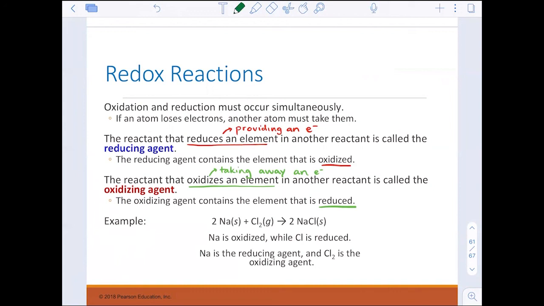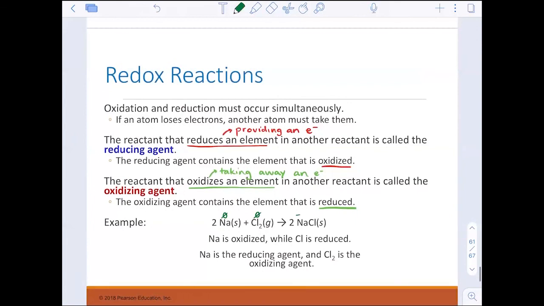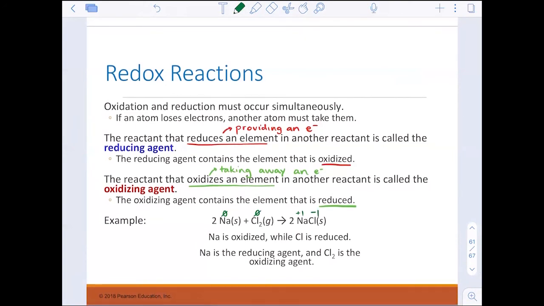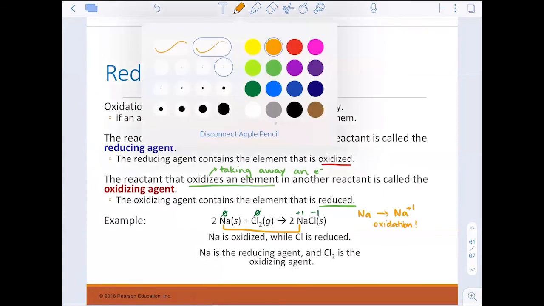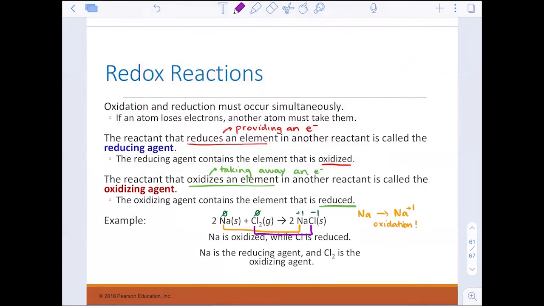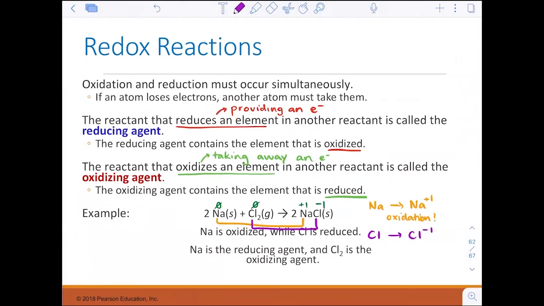How would we know that? Well, let's just assign oxidation states. What we just learned: free elements have an oxidation state of 0. So sodium and chlorine, both in the reactants, have an oxidation state of 0. In the products, sodium is a +1 cation, so it's a +1 oxidation state. And chlorine is an anion, a -1 oxidation state. So let's look. Sodium went from 0 to +1. That is oxidation. Chlorine went from 0 to -1. That is gaining an electron, so it's reduction.